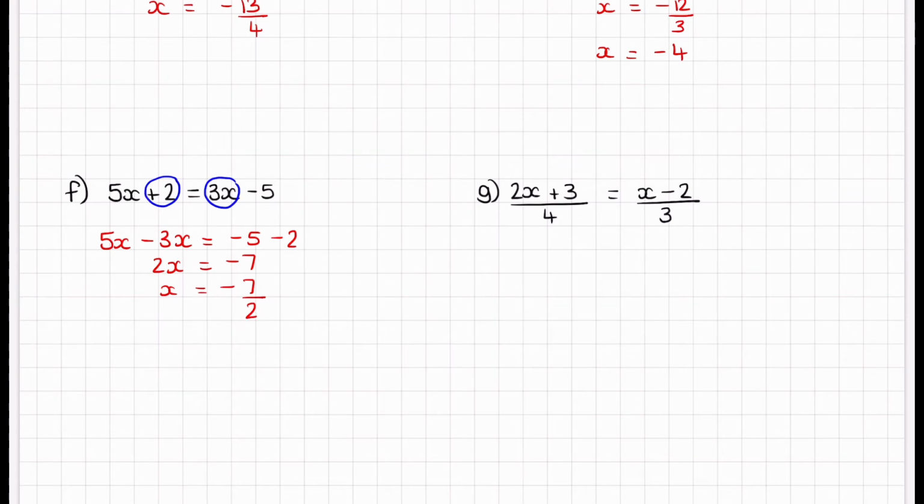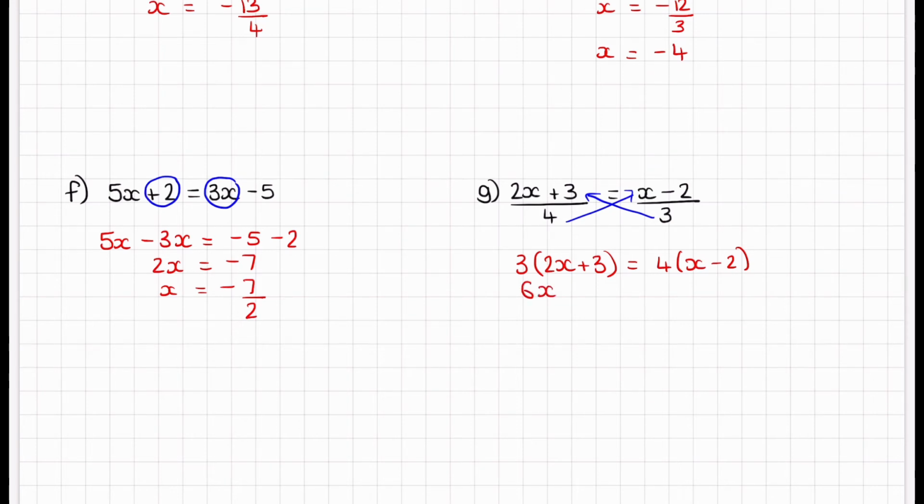G. The way to approach this is we want to get rid of our fractions first. Now, a really quick way is we can cross multiply. So it means we're going to multiply the 4 up to there and the 3 up to there. That will give us 3 multiplied by (2x plus 3) equals 4 multiplied by (x minus 2). Then we can expand and solve.